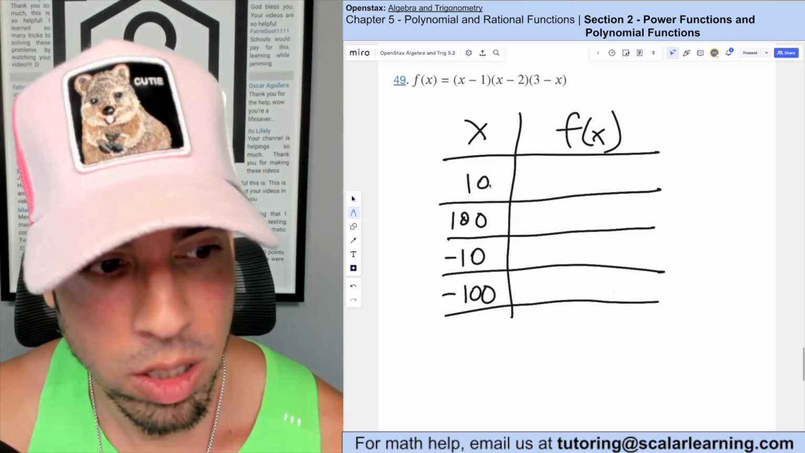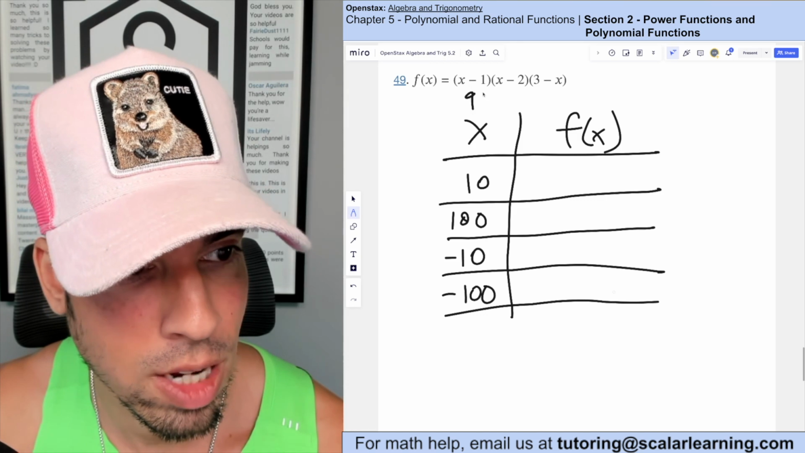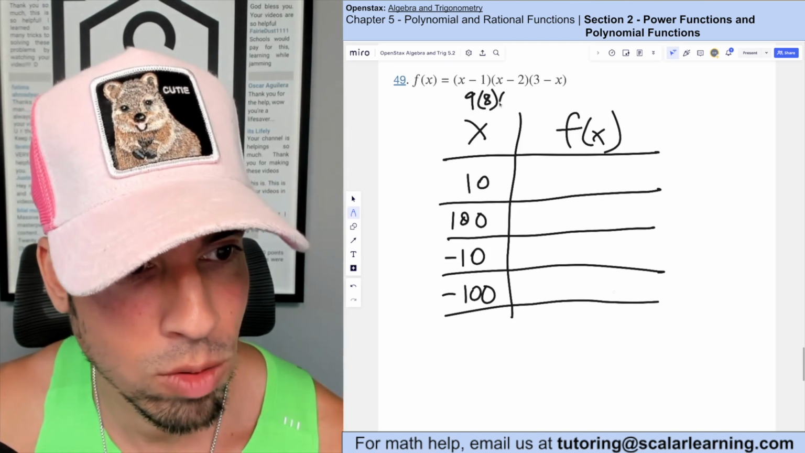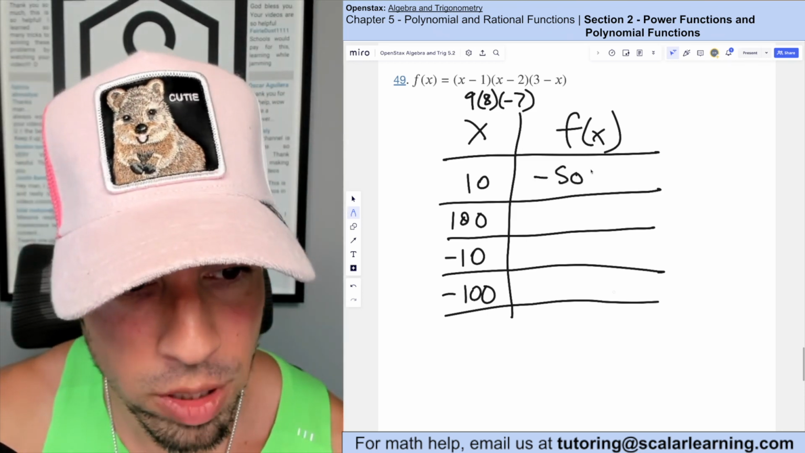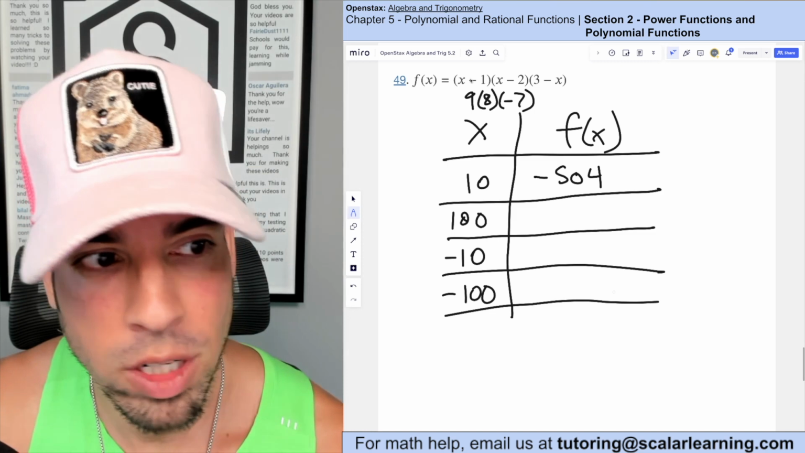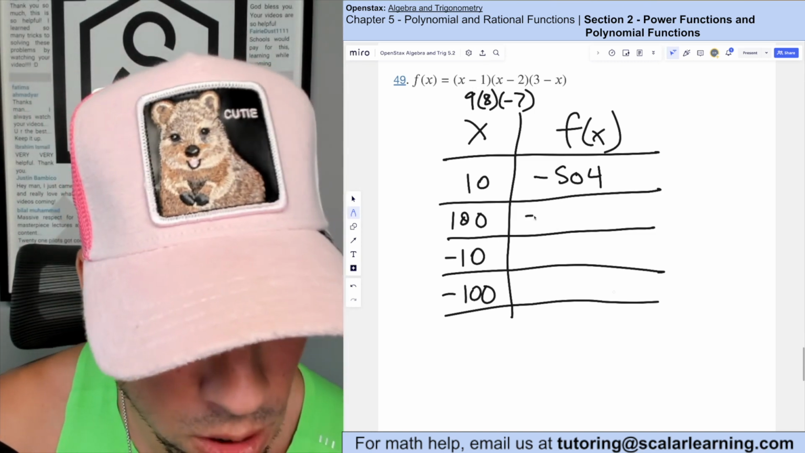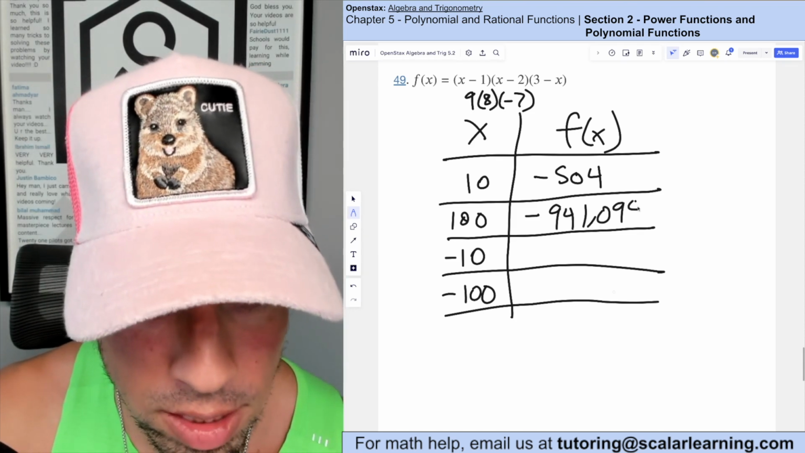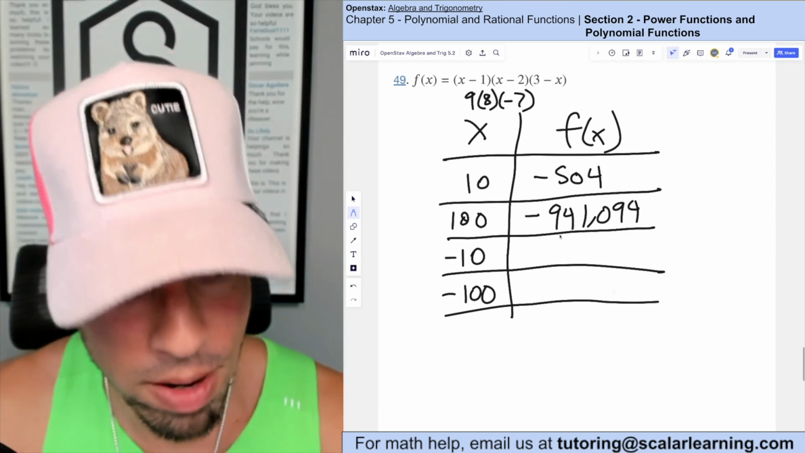So we're going to plug and chug, so you can use your calculator, plug 10 in, you get 10 minus 1, which is 9, times 10 minus 2, which is 8, times 3 minus 10, which is negative 7. And when you multiply this out, we get negative 504. When you plug in 100, it's 99 times 98 times negative 97, which gives a value of negative 941,094. So you can see we get a negative output and then a much larger negative output.